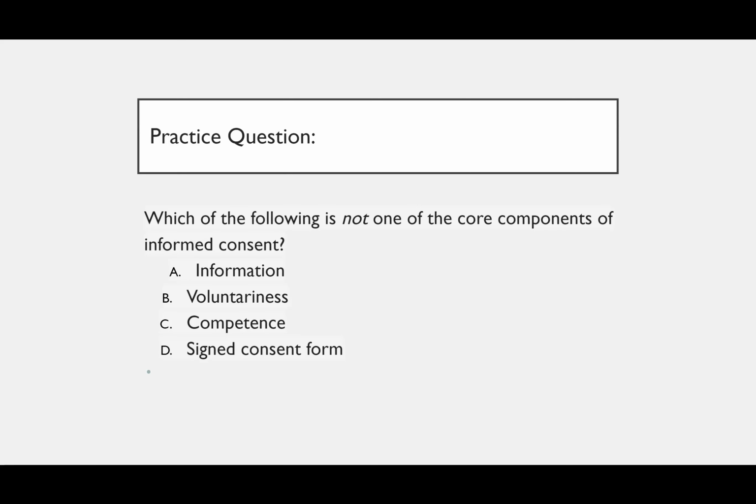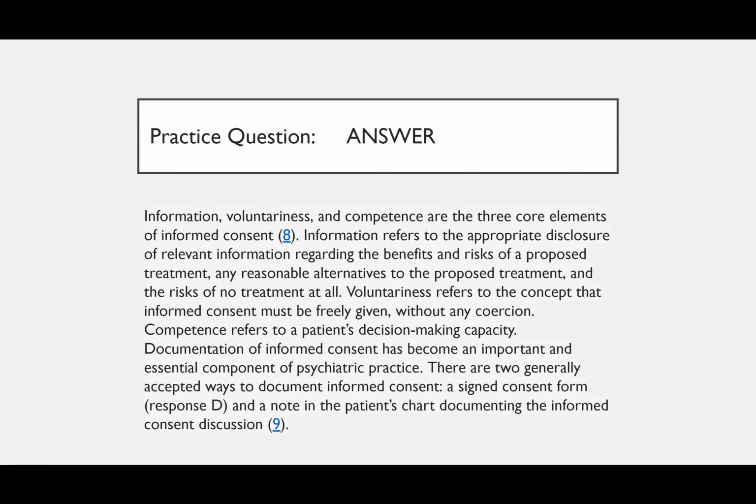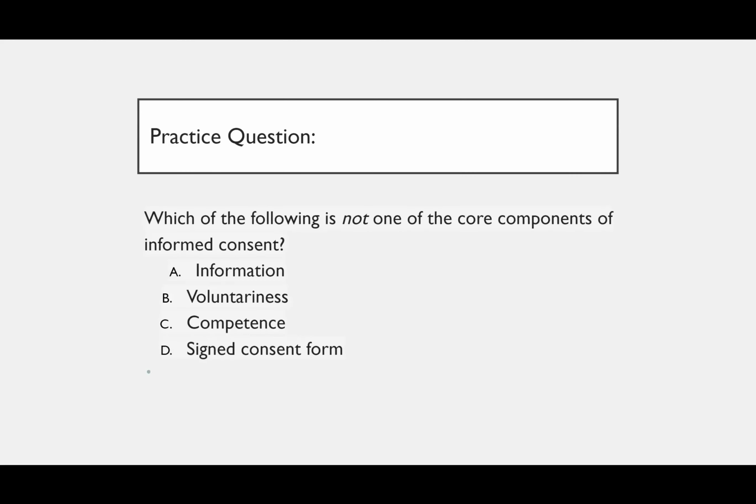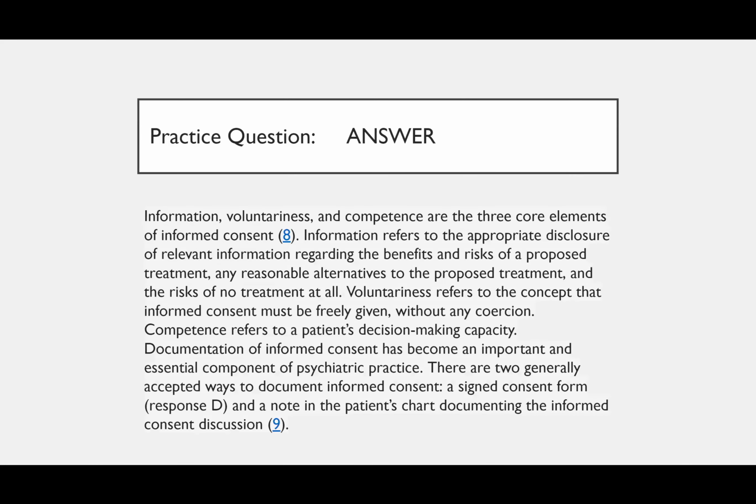Okay, and ta-da! Which one was it? Anybody? So D. D is not required. So the answer is information, voluntariness, and competence are the 3 core components of informed consent.